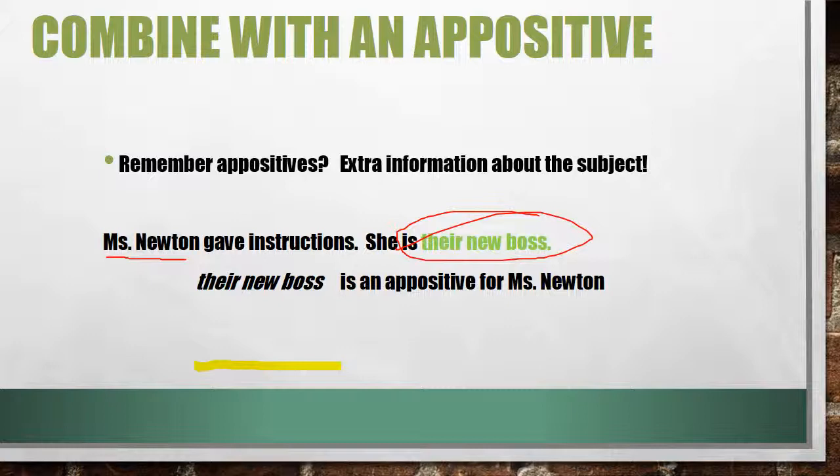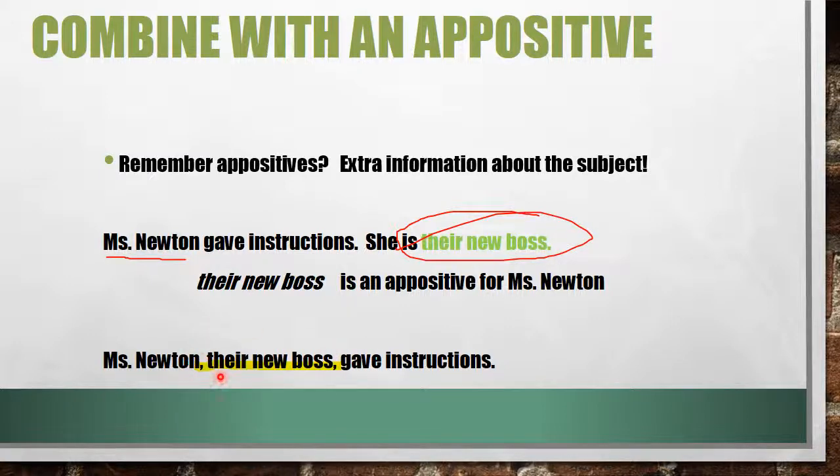Well, how do we go about combining it? It's pretty simple if you think about it. I only want the appositive, okay? I'm not going to take anything else but the appositive. So when I go to write it, Miss Newton, their new boss, gave instructions. And what I want you to notice here, I'm going to go to the highlighter for just a second, is that once I put in their new boss, I took the appositive. Guess what happened? Did you notice? Did you guys see the commas here? Now you have commas because we put it in the middle of the sentence. So when we're working with appositives, be sure that you're looking for your commas. But again, all you do is take the appositive from the second sentence and stick it into the first sentence.